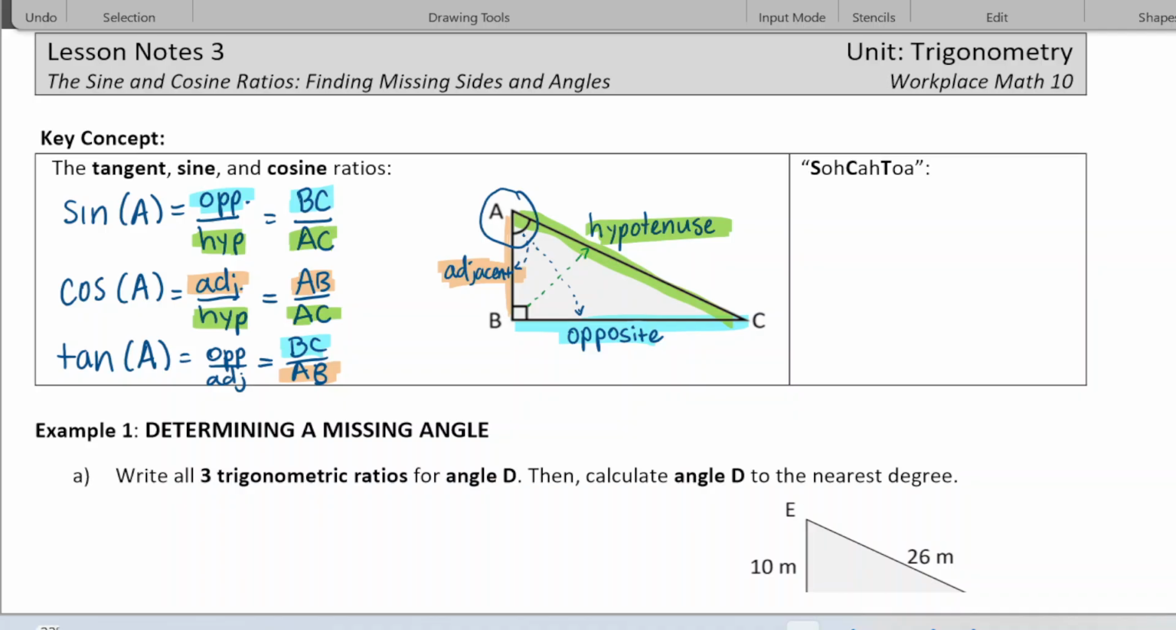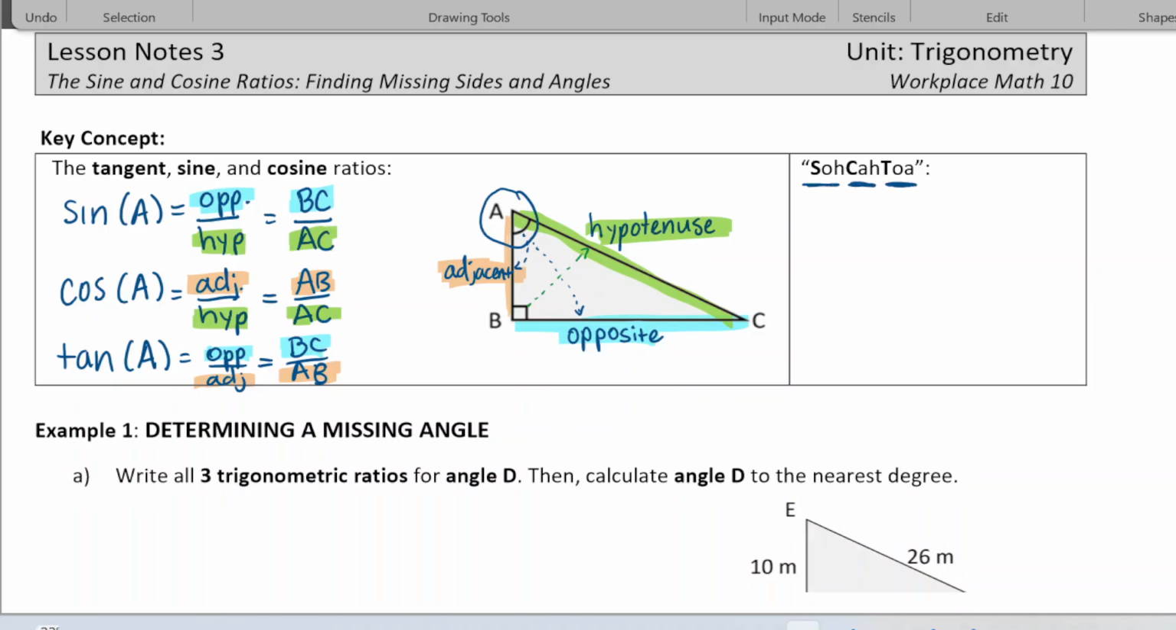Okay, so that's a lot to memorize, those three formulas, but there's a nice little saying that helps us with that, and that's called SohCahToa. SohCahToa helps us memorize all three ratios. If you can remember SohCahToa, then you remember all three. So let me show you how it works.